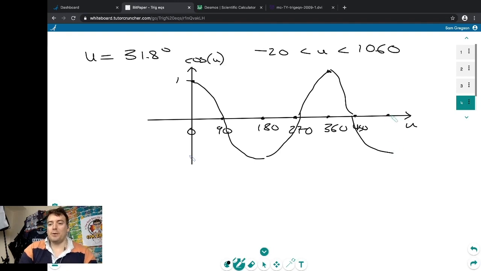So we won't do all of it, but I'm just going to show you the first couple of solutions. Now, where does your first solution sit on this graph?